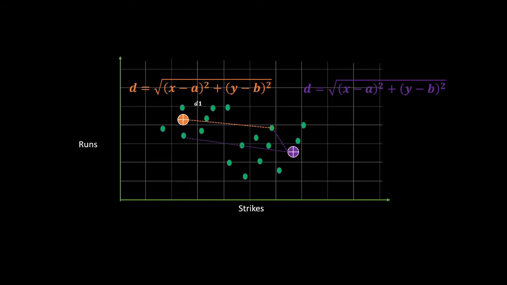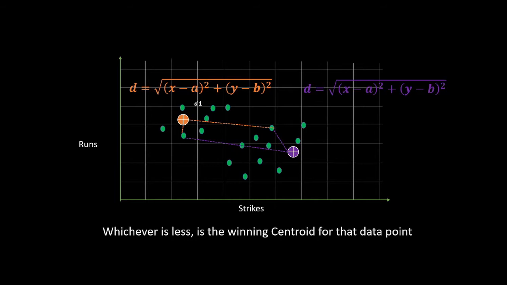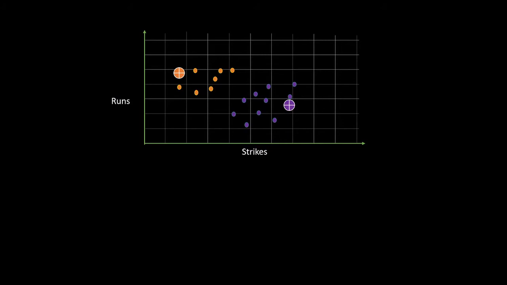Okay, and this continues to repeat. So you can see that this centroid is measuring the distance to this other point, and then it just continues. So this cycle continues, and whichever is less is the winning centroid for that data point. Okay, so you can see that this is how it finally starts to break up. So the centroid is now being assigned all of those points over on the left in orange, and the ones in purple are the ones on the right.